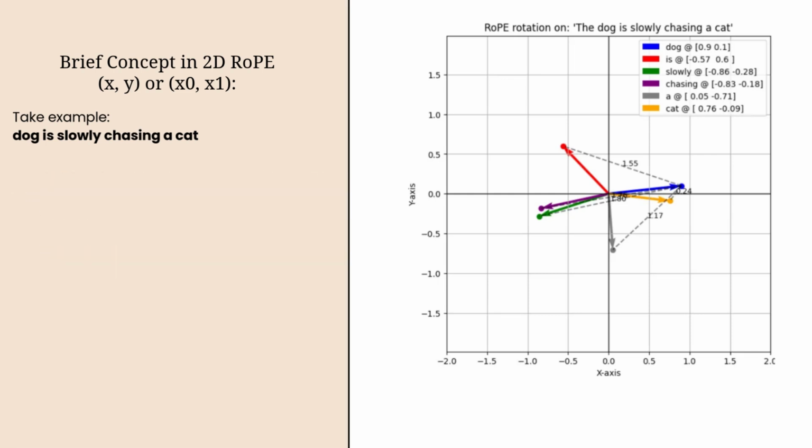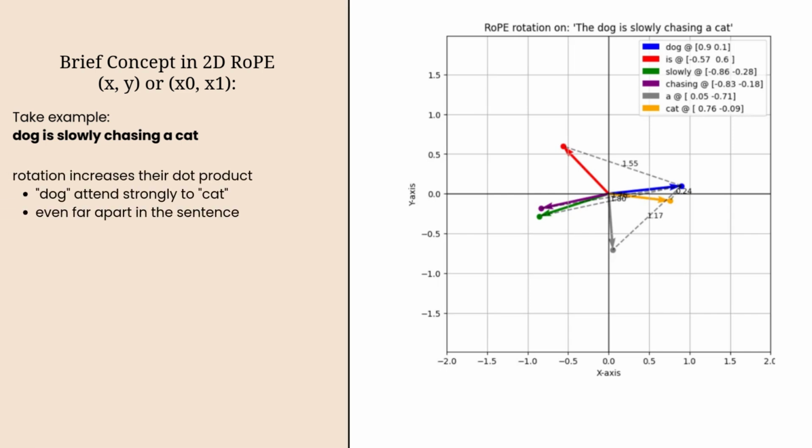As a result, the transformer gives something like 0.9, 0.1 for dog. RoPE helps provide rotary position info of other words relative to dog. As you can see, cat ends up closest to dog. This means the attention weight is no longer just about the content of words, but also about their relative positions. When cat moves closer to dog after RoPE, it's because the rotation increases their dot product, giving dog more reason to attend strongly to cat, even if they are far apart in the sentence.